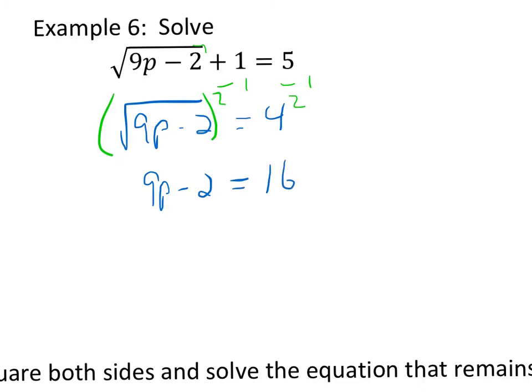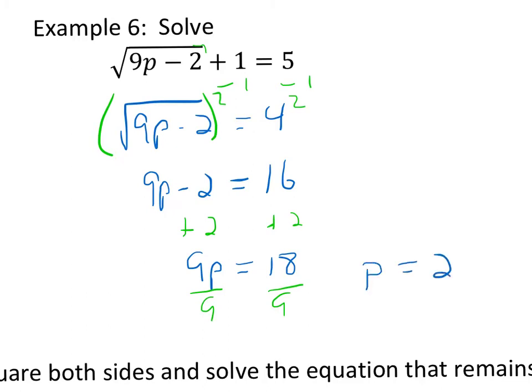We then will solve this equation by proper steps, which is to solve for p by adding 2, which will give us 9p equals 18. Divide both sides by 9, and we have p equal to 2. And again, that also checks.